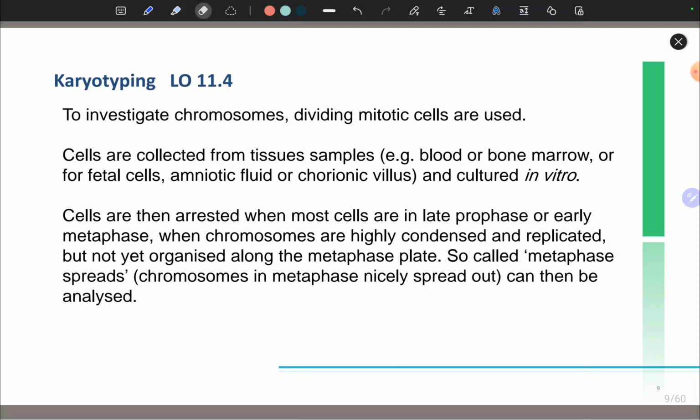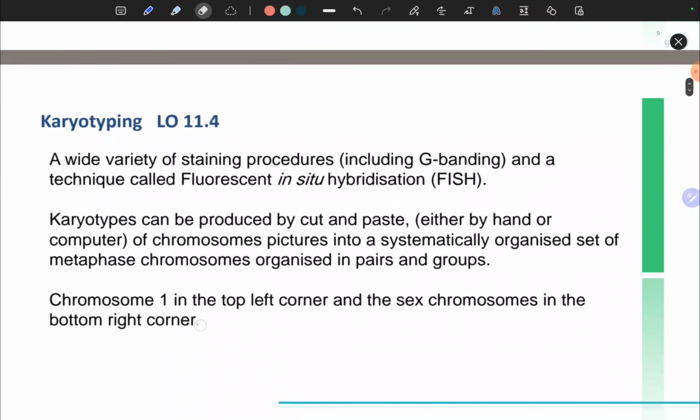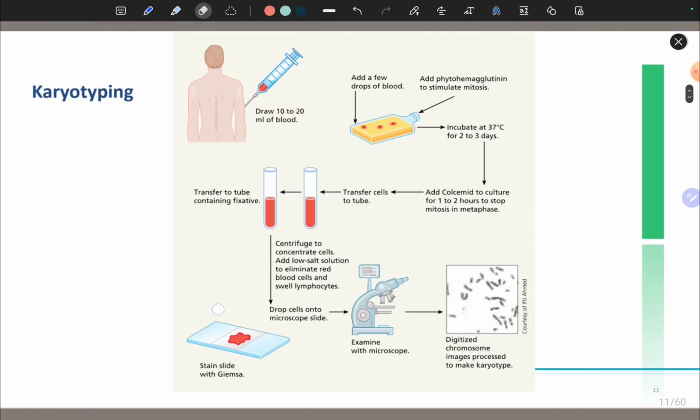So the cells are then arrested when most cells are in the late prophase, just before the chromosomes will divide. We stop these cells by adding certain chemicals, so the cell stops dividing. Then usually certain dyes are applied that can be used to see these chromosomes, and later we photograph them. So this is the procedure just in short.